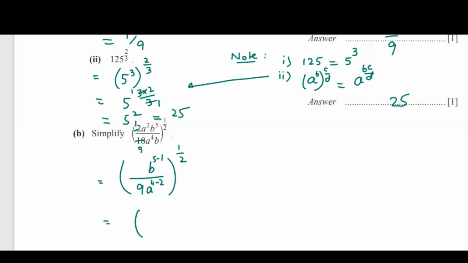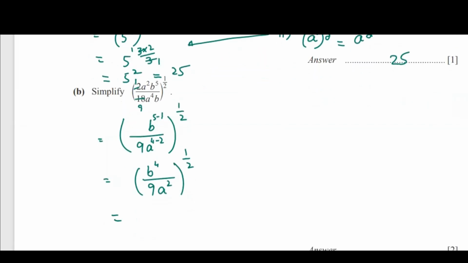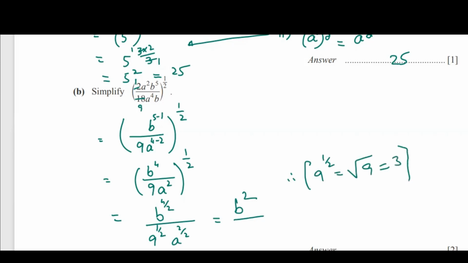So B raised to power 4 over 9, raised to power of A raised to power 2 and 1 over 2 here. You should know the note here: power multiplied by power. So it will be B raised to power 4 over 2, divided by square root of 9, that is 9 raised to power 1 over 2, and A raised to power 2 over 2. So your answer will be B square over, you should know 9 raised to power half means square root of 9. It will be 3. So you can write directly 3 here and A raised to power 1, since 2 over 2 means 1. Your answer will be B square over 3A. This is your final answer.